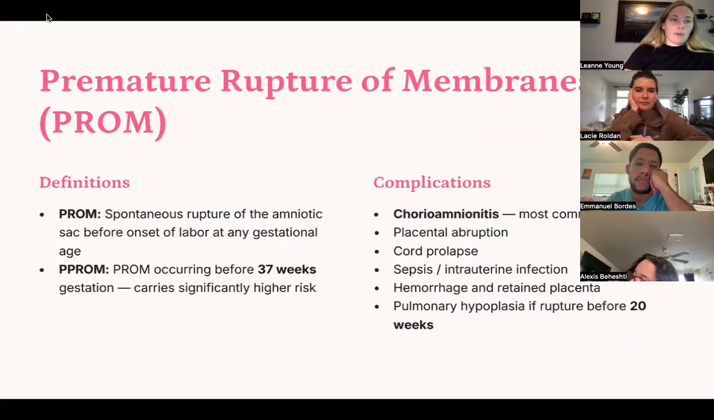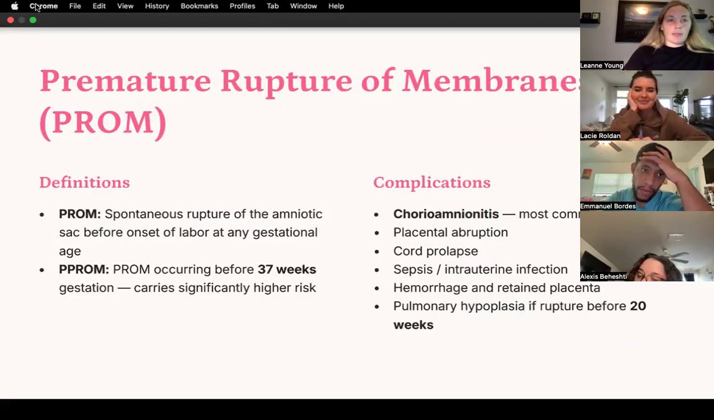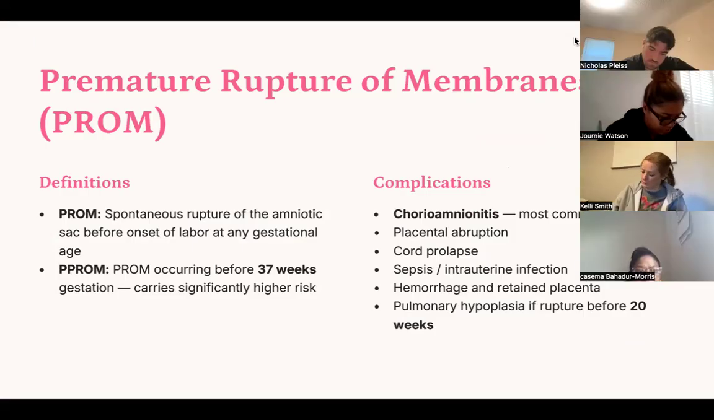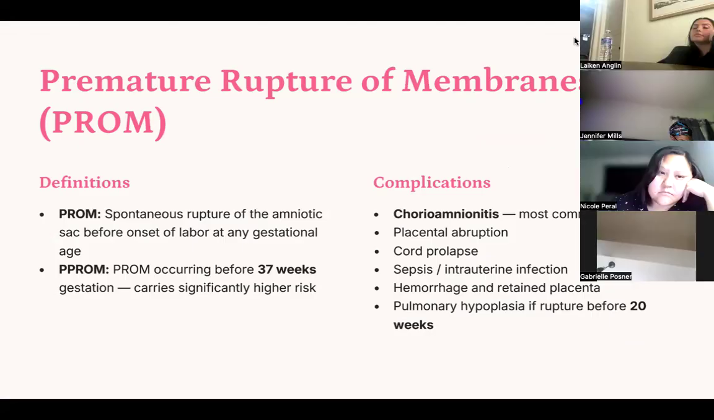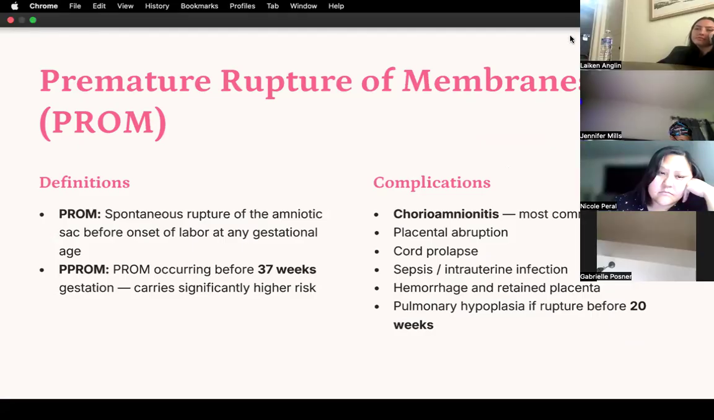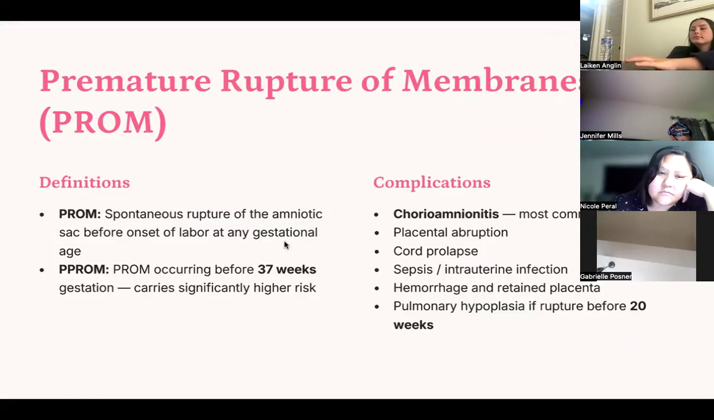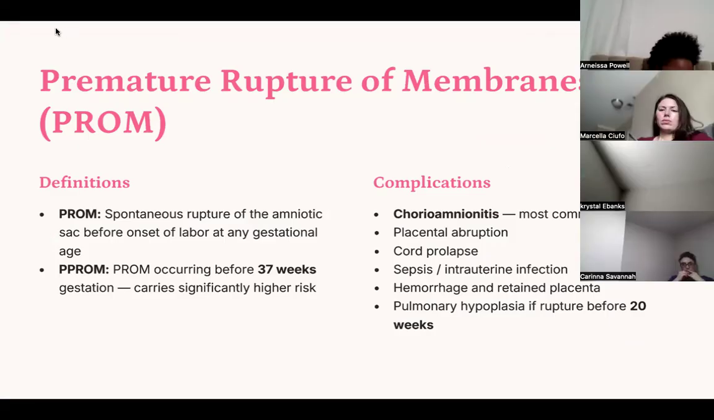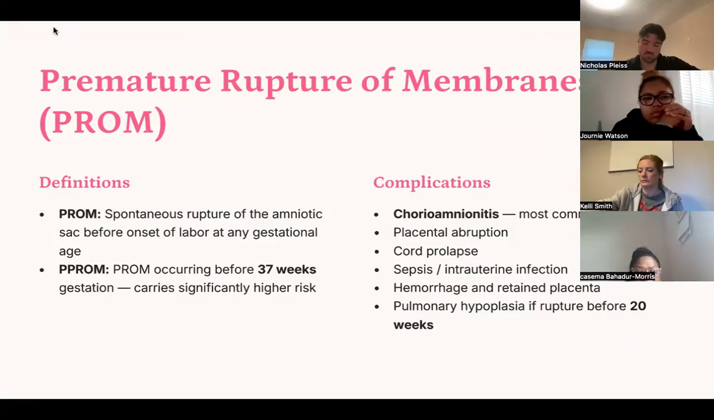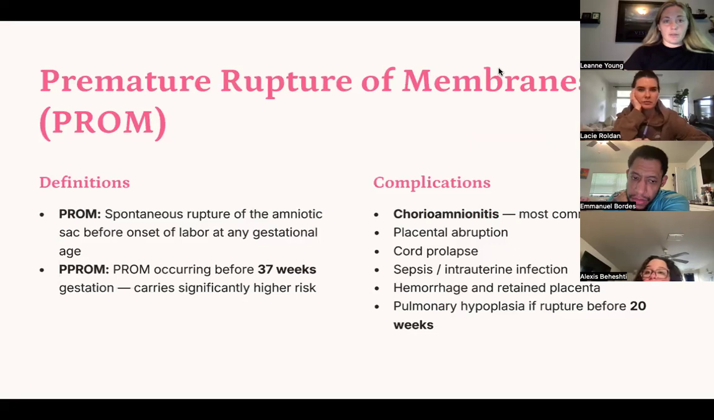All right, moving right along. So sometimes what can happen is premature rupture of membranes. So moms' water can break early, and it doesn't necessarily have to be tied in with anything else or any other signs or symptoms of preterm labor. Okay, so PROM is the spontaneous rupture of the amniotic sac before onset of labor at any gestational age. Okay, so this could even happen at, so this happened to me at 41 weeks of pregnancy. I went over with my baby and my water broke before I had any uterine contractions. All right, so that would be premature rupture of membranes.